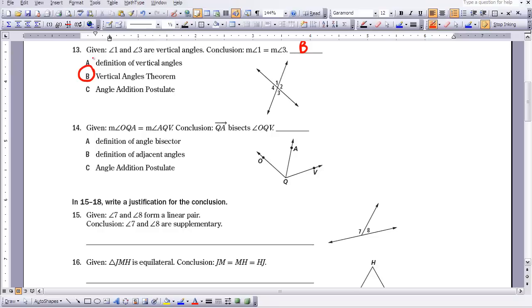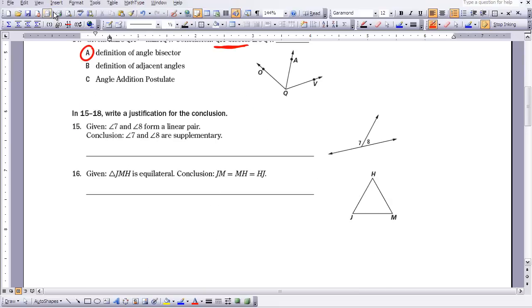So when you're going through and trying to figure out what your justification can be, you really want to look for keywords. You've got a ray bisecting, and in that definition, you see it says ray VR is an angle bisector of angle PVQ if and only if. So we know that then we can have two equal angles. Clearly, I've got some keywords in my given and my conclusion that would lead me to find my justification of definition of an angle bisector.